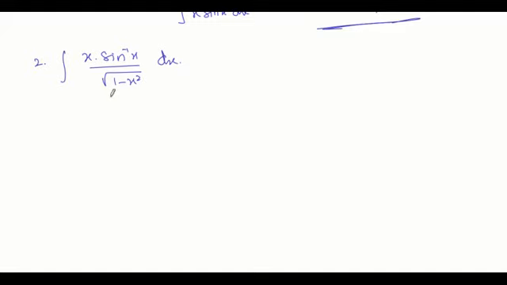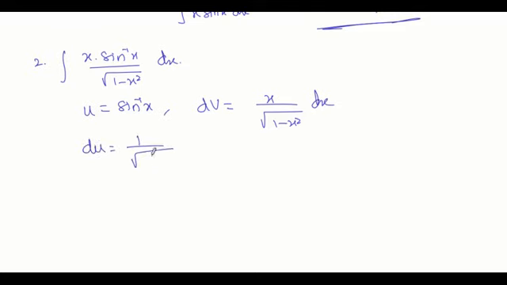So now here I am considering the first function as sin inverse of x itself. u is equal to sin inverse of x. Then the second function, dv, is x by root of 1 minus x square dx. Now the first function should always be differentiated, no? So du equal to 1 by root of 1 minus x square dx. Then the second function should be integrated, no?